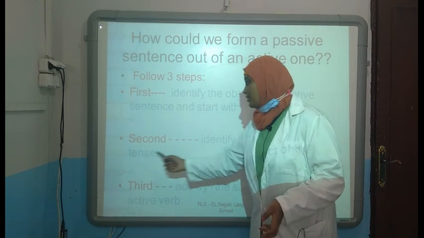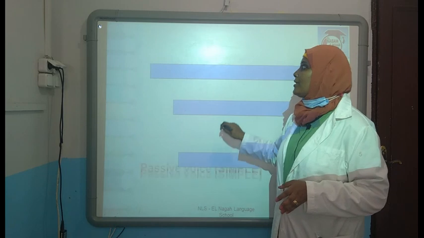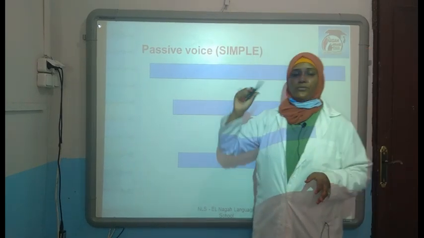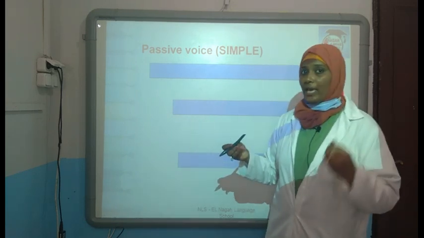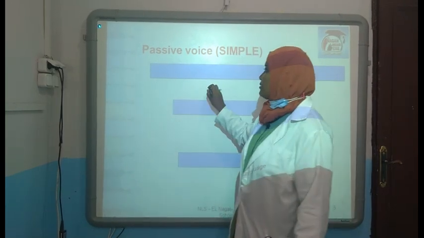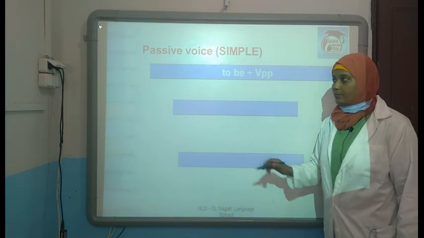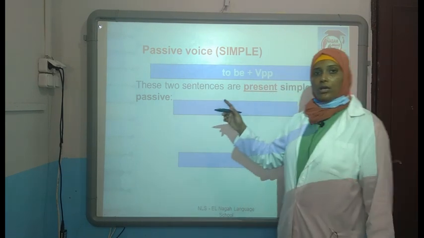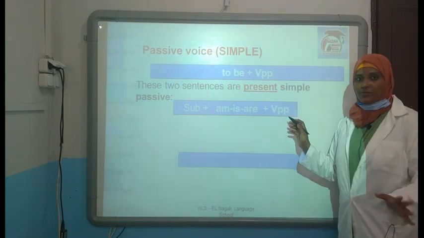Okay, so let's study the tenses. Now, the first tense we study is the present or past simple tense. If we have a present simple tense or a past simple tense, how can we form them in passive? Just use the verb to be and the past participle of the main verb. Let's see it. If we have a simple present, how can we form it? Simply use am, is, are followed by the past participle.